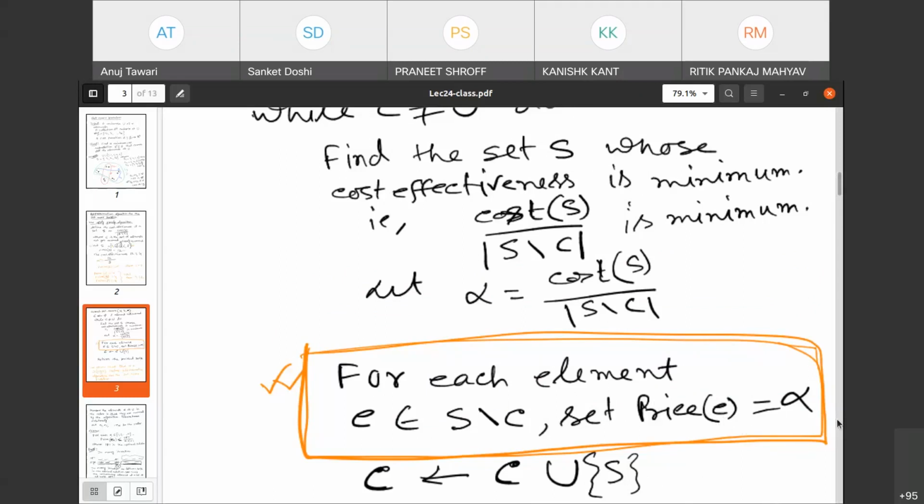Right? Tell me, what is that upper bound? So what is this quantity upper bounded by? Cost of S divided by S minus.